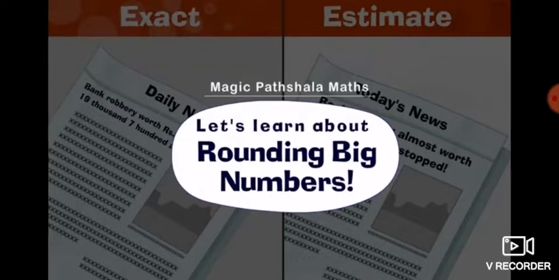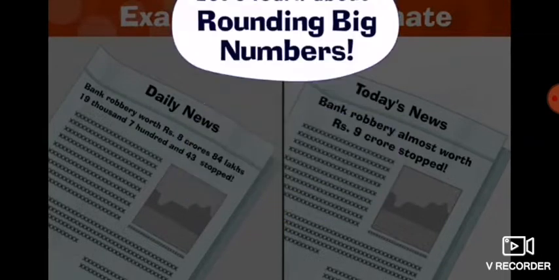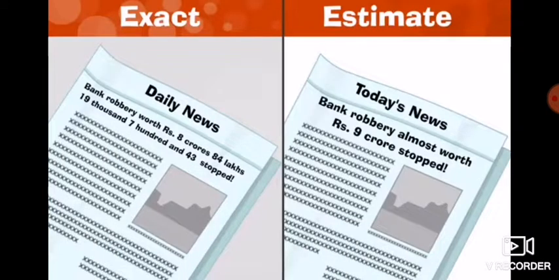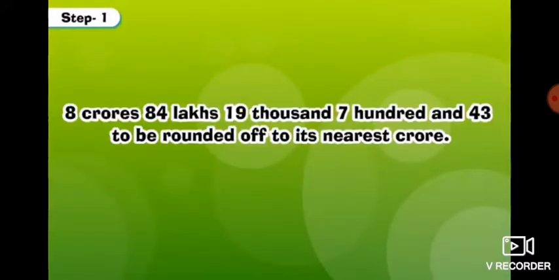Let's learn about rounding big numbers. Remember rounding off? It works on big numbers too. Let's take an example of the bank robbery and see how the newspaper rounded off the number. Step 1. Look at the multiple the number needs to be rounded off to. Here, the number 8 crores 84 lakhs 19,743 needs to be rounded off to the nearest crore.